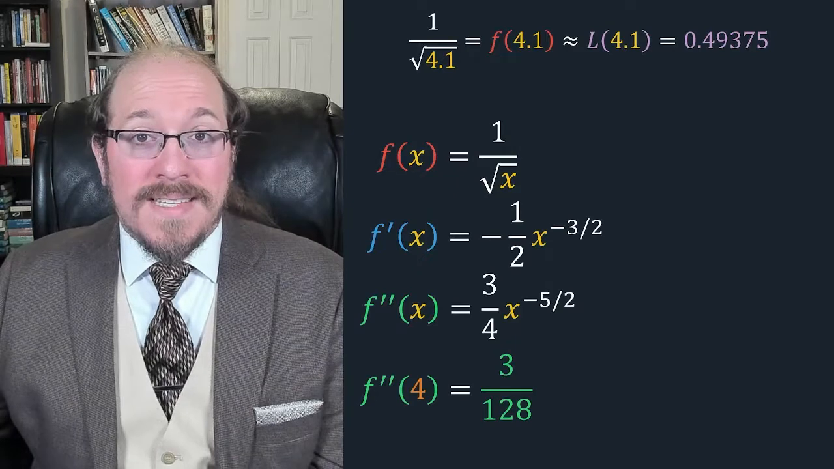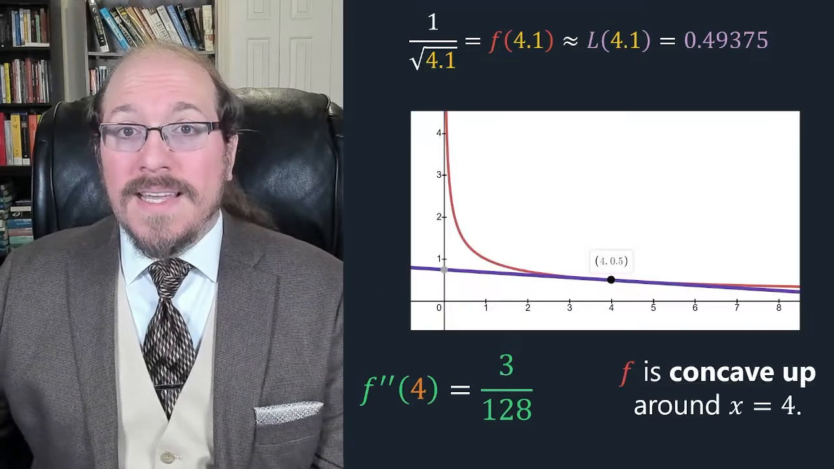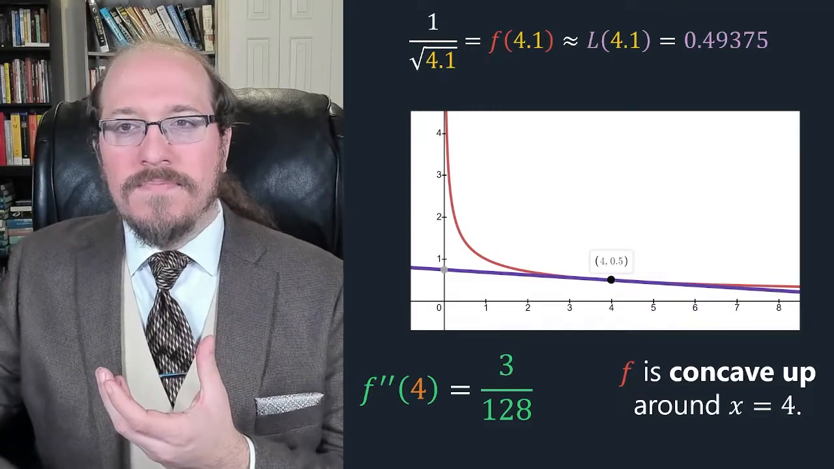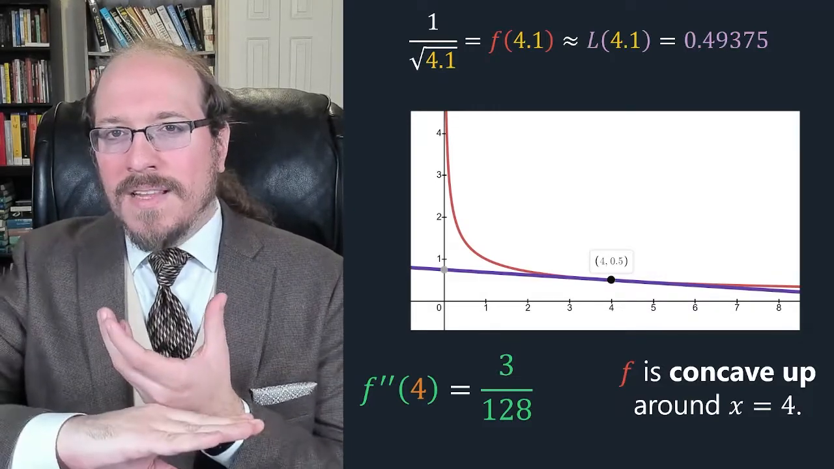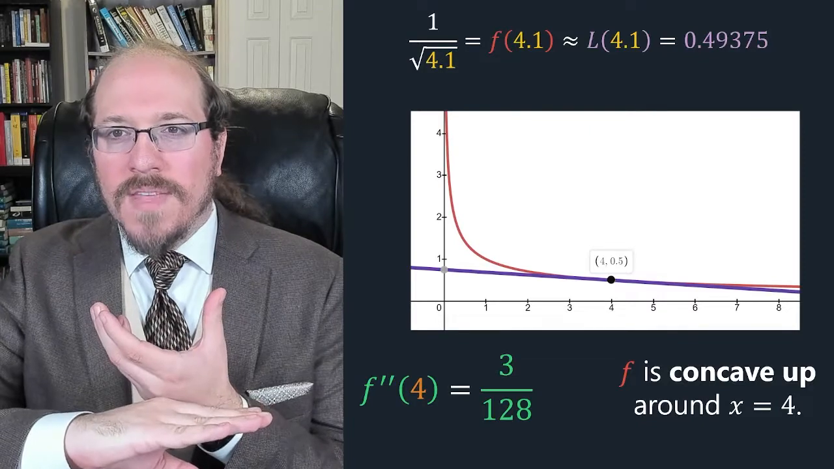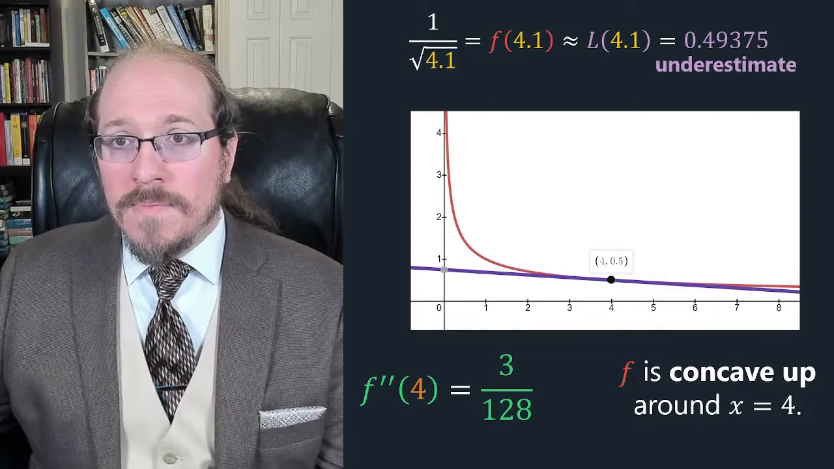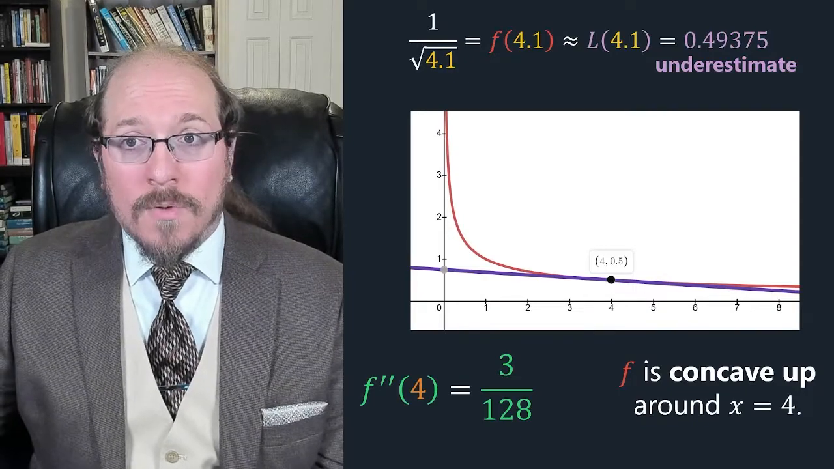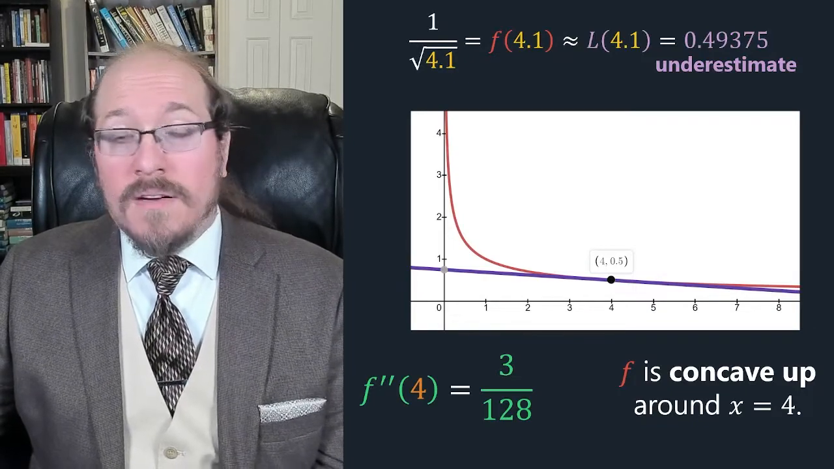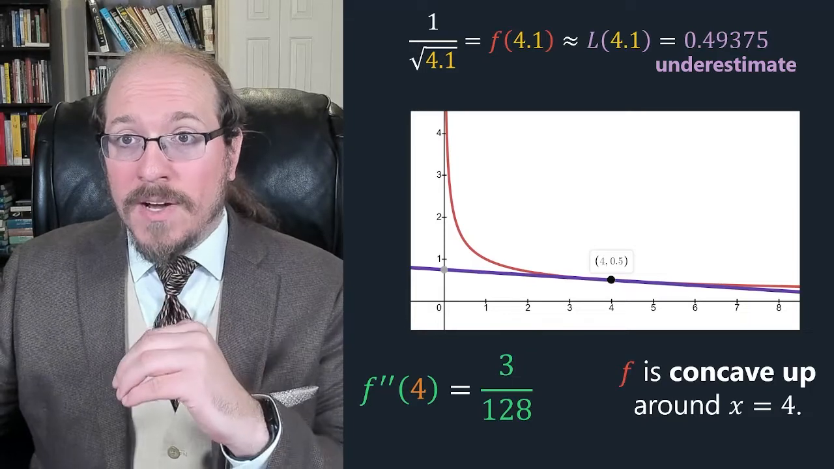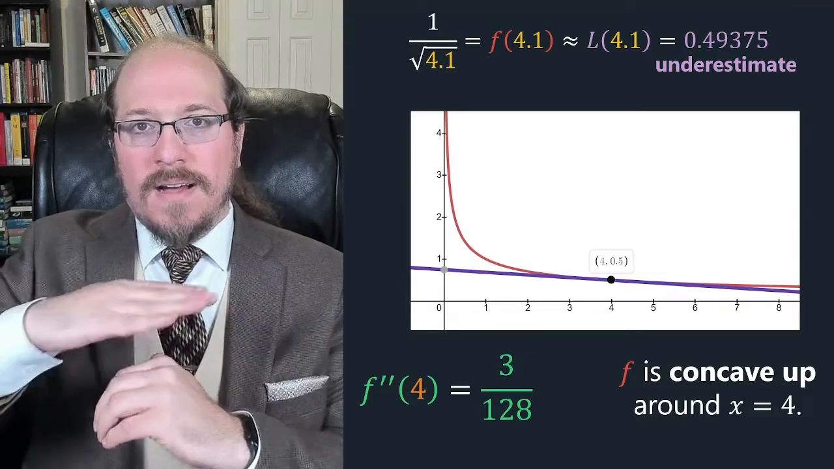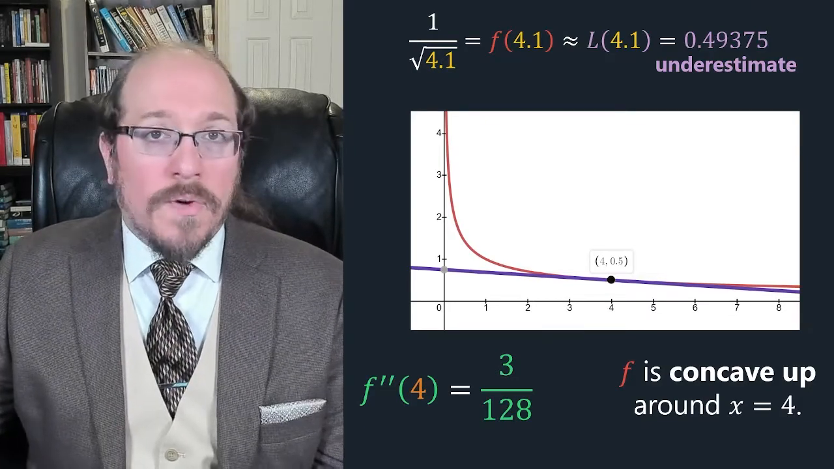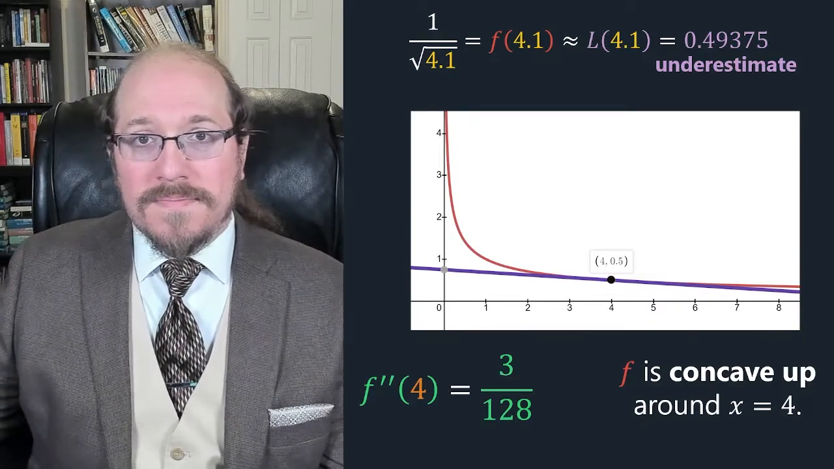All that matters is that it's positive, which means that the inverse square root curve is concave up around our anchor point. That means the tangent line will sit under the curve, which means that the linear approximation will be an underestimate of the true value we're looking for. If, on the other hand, our function were instead concave down, we'd expect the tangent line to sit on top of the curve, and then any linear approximation would have been an overestimate.